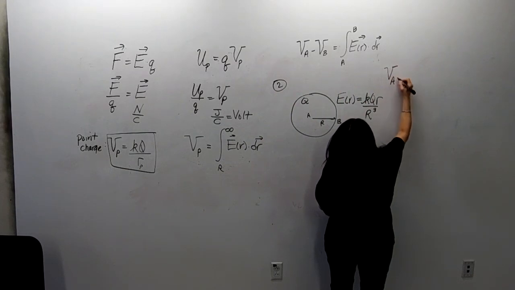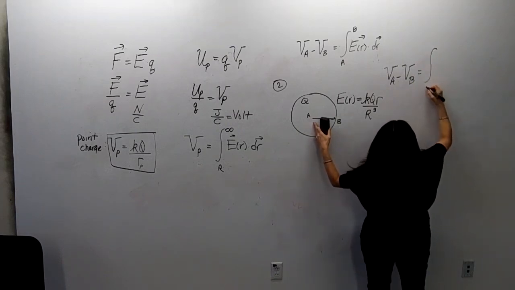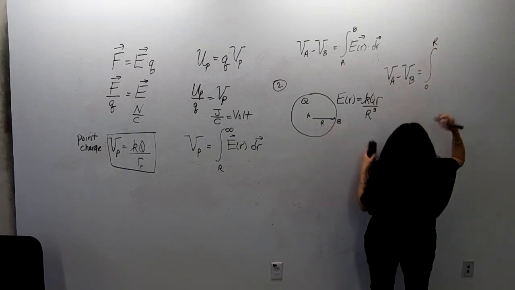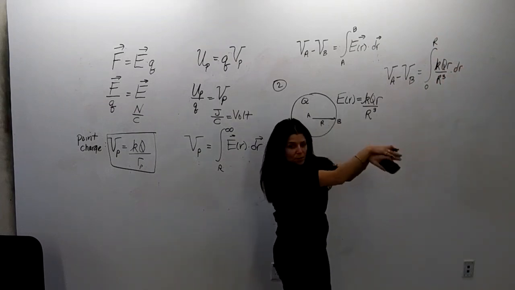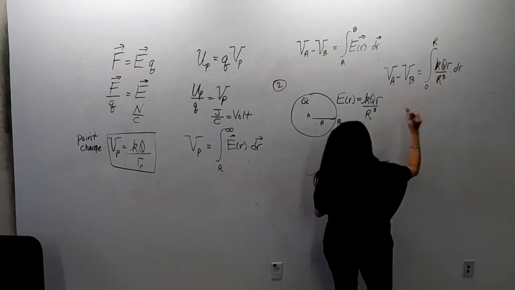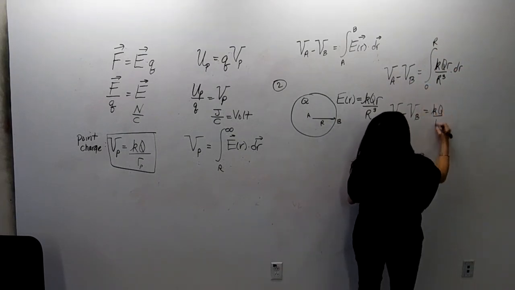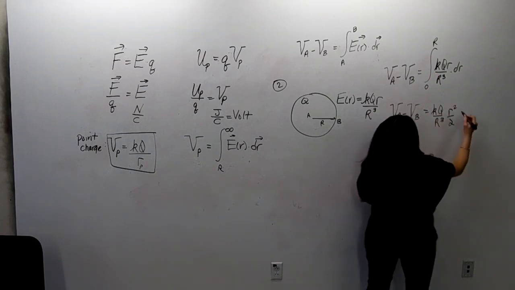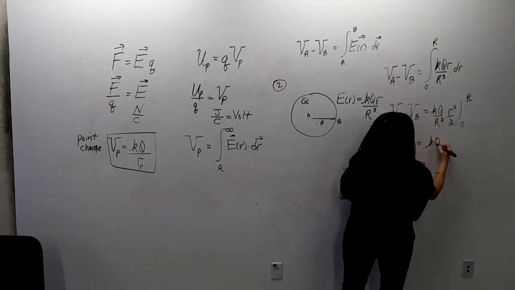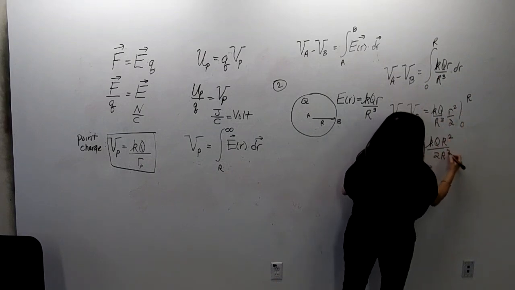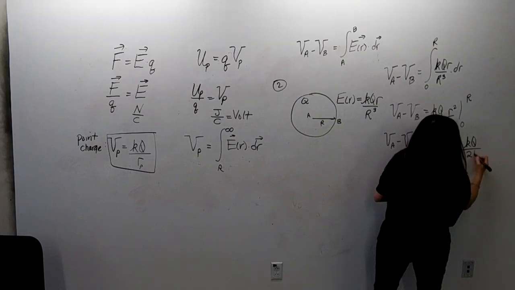V at A minus V at B, the potential difference between here and here, is equal to the integral from A to B, which is the integral from 0 to R, that's the bounds of my integration, of kQ r over R cubed dr. The electric field and the dr point in the same direction, so the dot product is again 1. kQ over R cubed is just a constant, so V at A minus V at B equals kQ over R cubed times r squared over 2 evaluated from 0 to R, which is kQ R squared over 2 R cubed, minus 0, and that equals kQ over 2R.